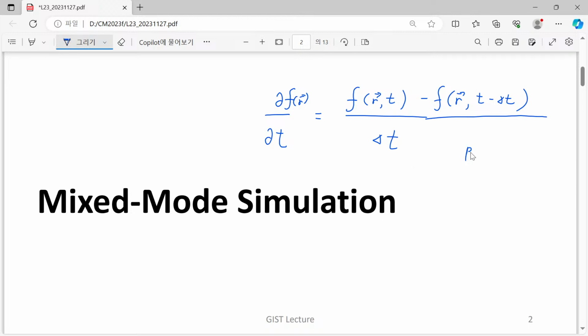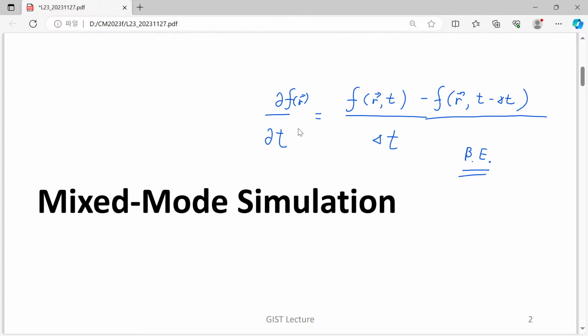That was backward Euler, and maybe you remember that instead of backward Euler we introduced a second order method, Gear's second order method, and it showed better performance. But anyway, we have thought about how we can discretize the time derivative operator.